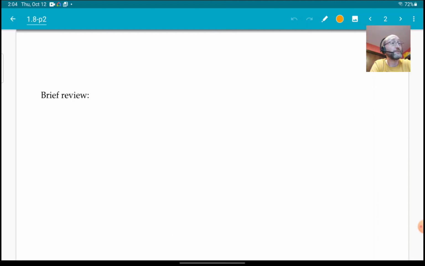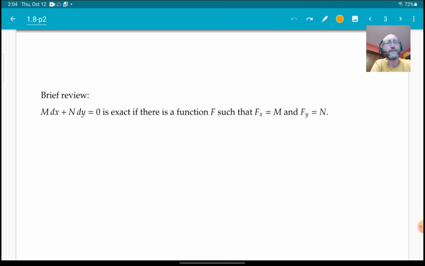So a brief review of what we did last time, what exact equations are and all that. So an equation like this, M times dx plus N times dy, or you could divide by dx, and it might look more like the first order equation that we've seen so far. Such an equation is exact if there is a function capital F where the x derivative of F is M and the y derivative of F is N. So basically this is the total derivative of F, right?